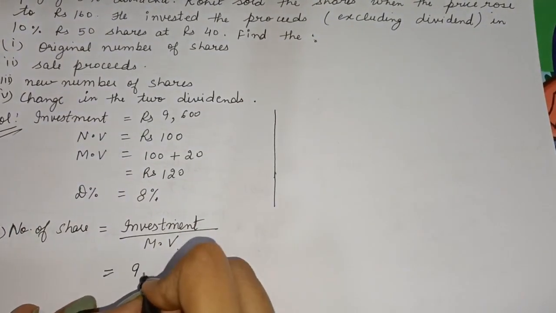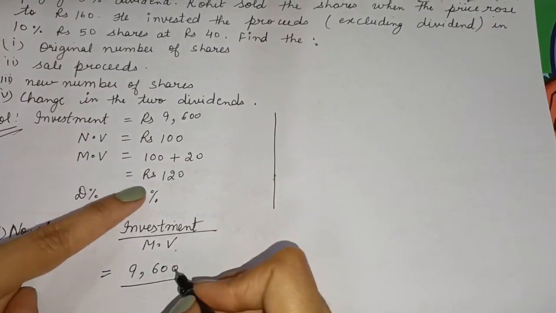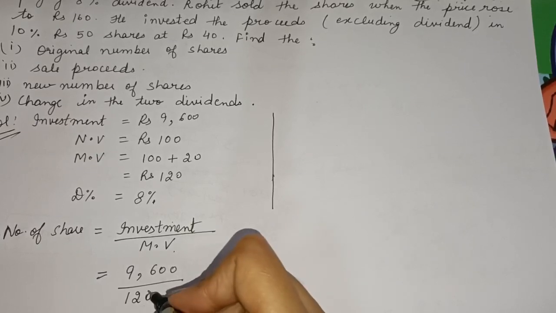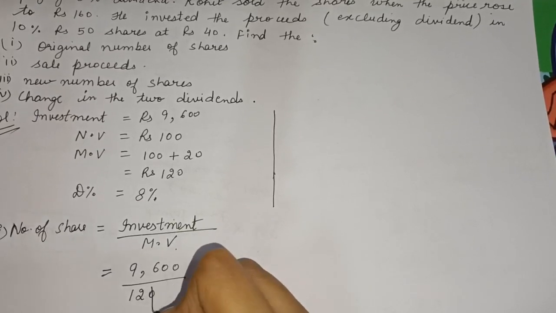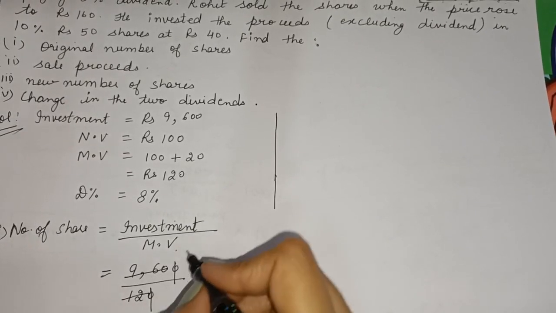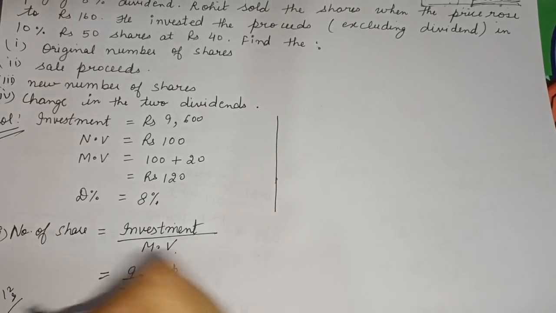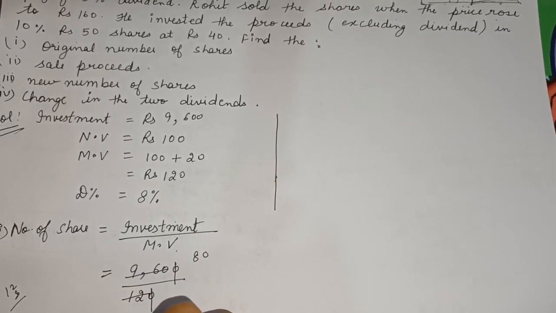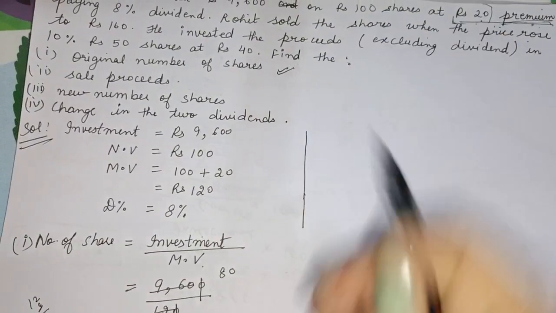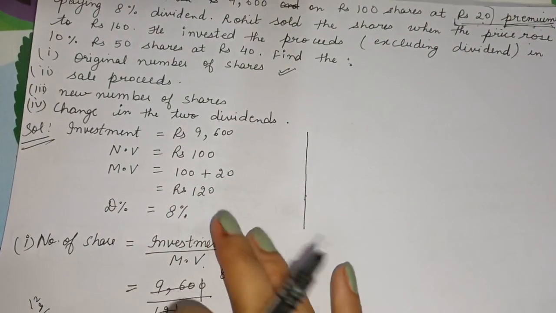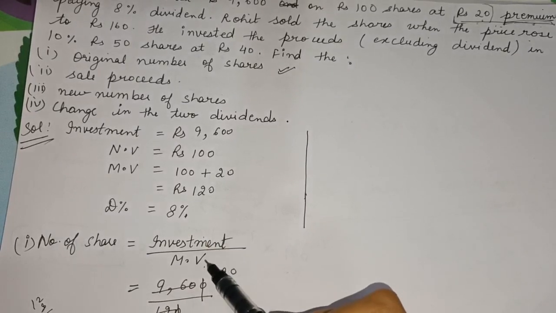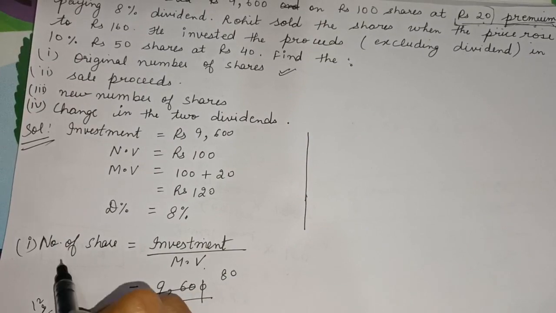Investment is 9,600. Market value is 120. 9,600 and 120 we will divide. We'll see how much we are getting. On the 12th table you can directly do cancellation. 12 into 8 is 96, so 80. Number of shares here we are getting 80. So the first part of the question is done. Original number of shares means at the starting how many shares a person has bought. So 80 shares, for that reason we are using the investment and the initial market value here. So the first part is done.